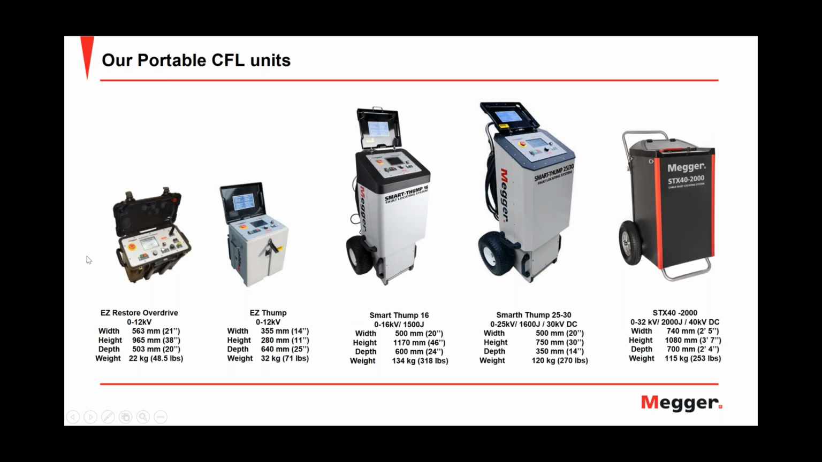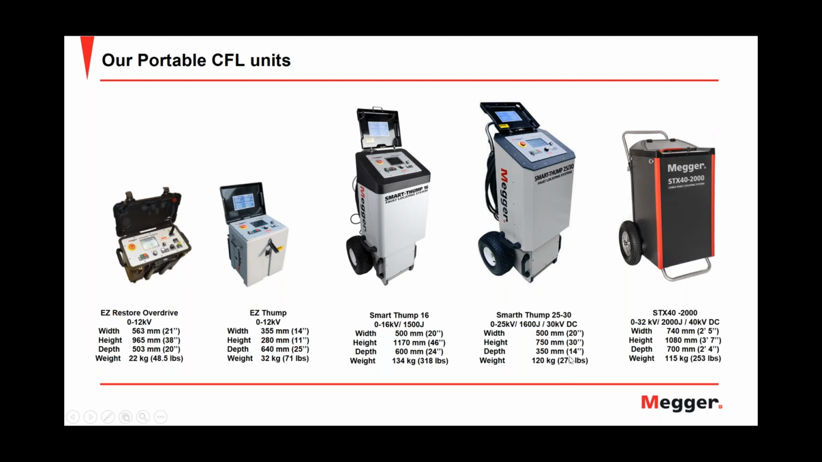To finish this presentation, we have the eTray products. All of them have the same user interface. We have the Easy Restore with a weight of 48.5 pounds. Then we have the Easy Thump with a weight of 71 pounds. We have the Smart Thump 60, and from the Valley Forge, we also have the Smart Thump 25 that has up to 25 kV for surge voltage and 30 kV for the DC high pot. The weight of the Smart Thump 25 is 270 pounds.